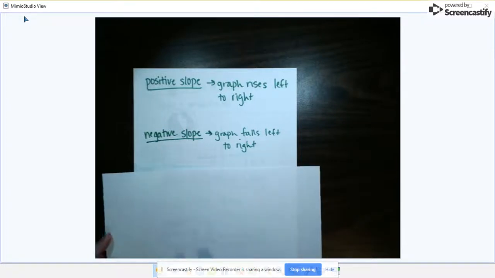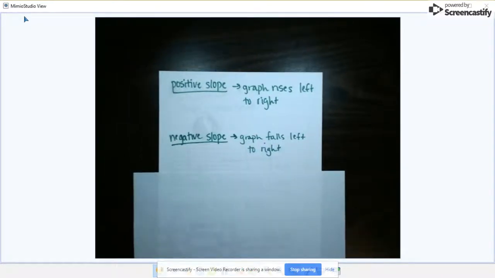Just a couple key pieces of information. A positive slope will always rise when you look at it from left to right. A negative slope, however, will fall when you look at it left to right. So think about walking up a hill would be positive slope, and if your graph looks like you're walking down a hill, that would be negative slope.